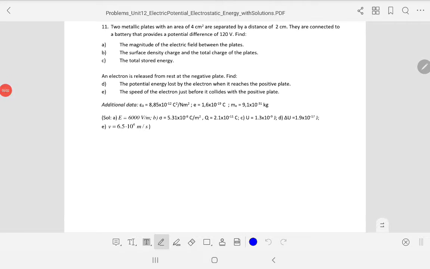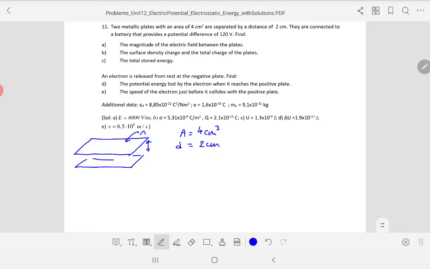This video solves problem 11 of unit 12. In it, we have two metallic plates with a certain area of 4 square centimeters, which are separated by a distance of 2 centimeters. So this is A and this is D. And then they are both connected to a battery.